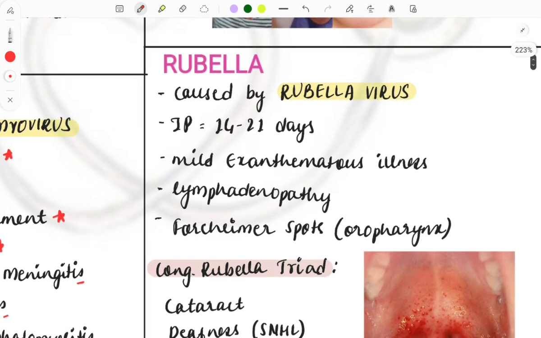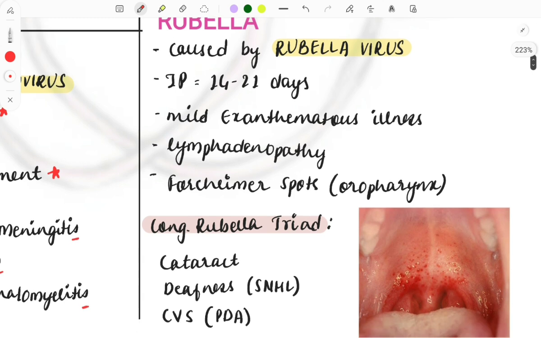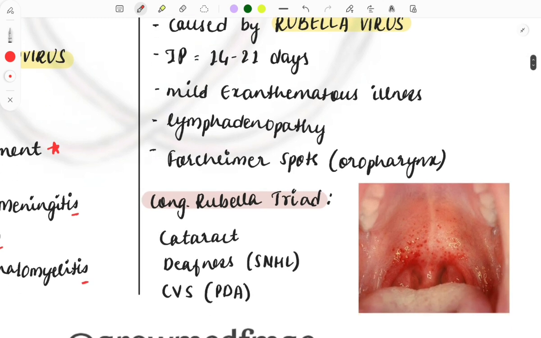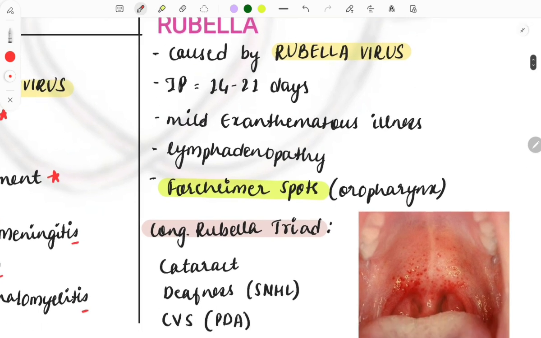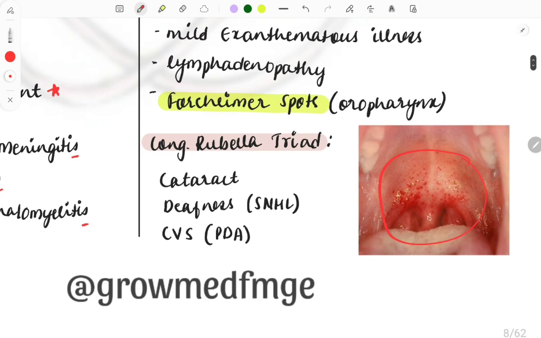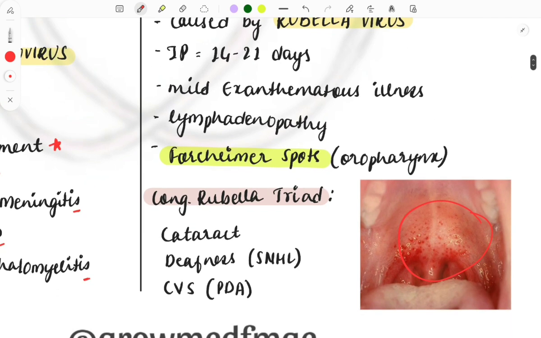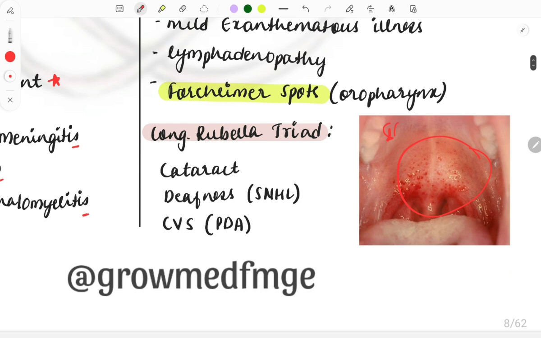Then rubella, caused by rubella virus, incubation 14-21 days, mild exanthematous illness can be seen, lymphadenopathy, and this is the hallmark feature of rubella. You can appreciate here these red spots present in the oropharynx, near the palate. These are the Forchheimer spots, and these are the characteristic features of rubella. An image based question can be asked, so do remember the image as well.